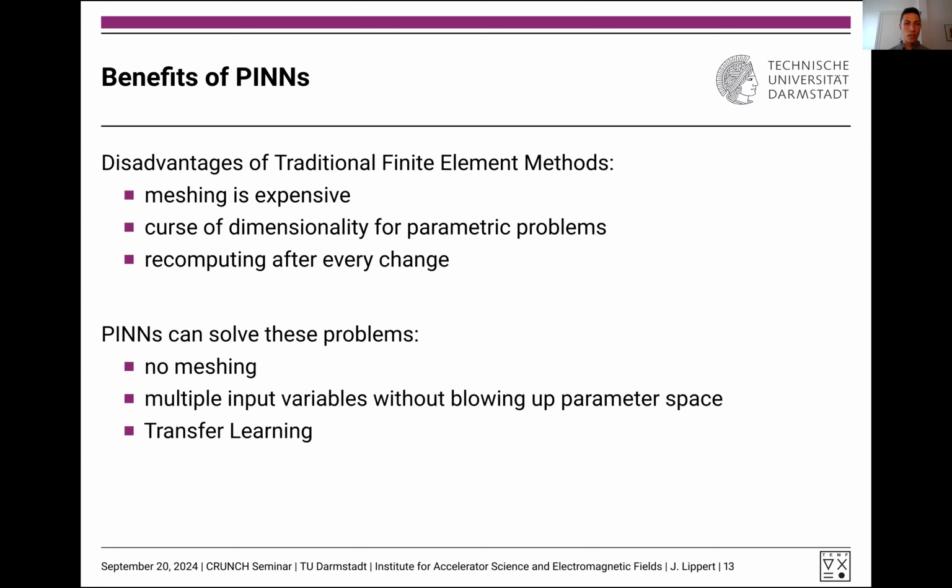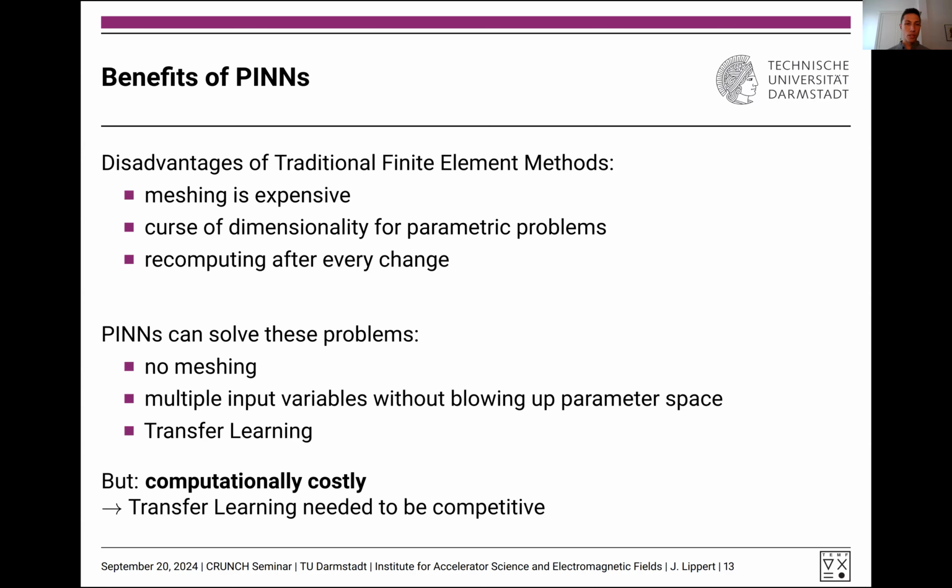And PINNs can overcome these problems since they need no meshing, they're differentiable, and they can have multiple input variables without blowing up the parameter space. Like you could parameterize the material parameter, you could parameterize geometry, and yeah. And transfer learning could also speed up and reuse old solutions in order to get faster results. However, PINNs are quite computationally costly, so in order to make them competitive, transfer learning is really needed.